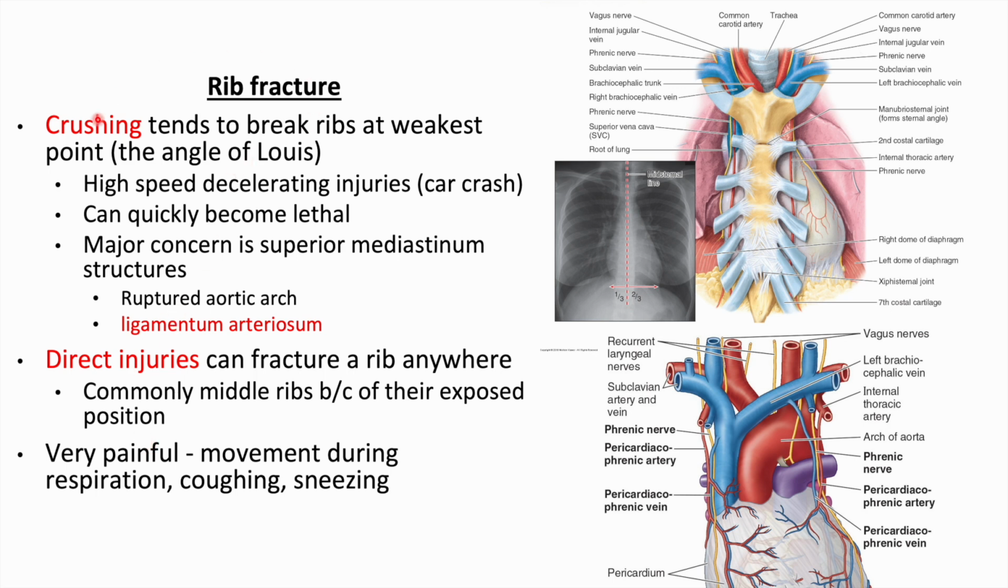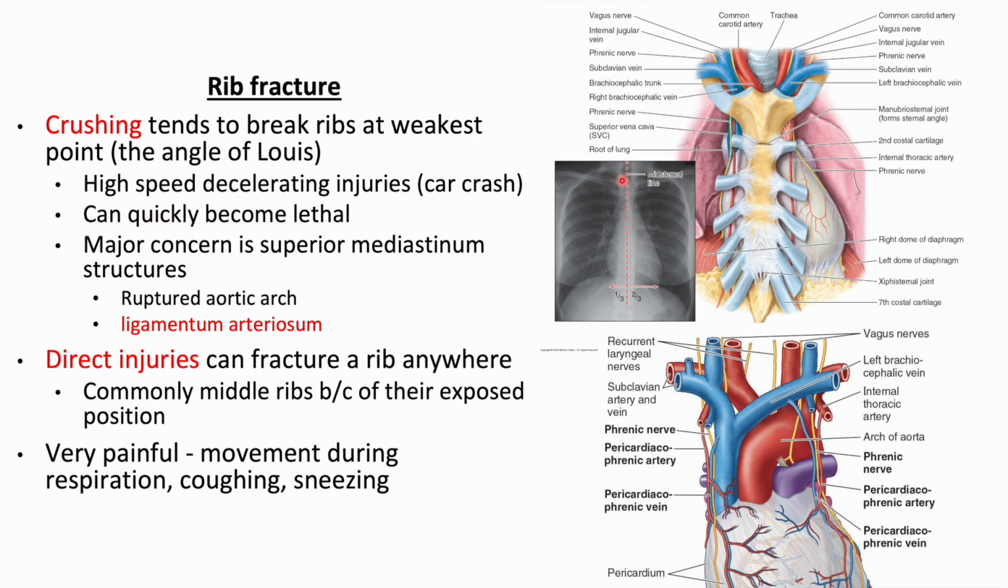And then next, probably the most important group of clinical correlations is going to be rib fractures. Rib fractures are really common. There are two kinds that we're going to consider here: crushing fractures and direct injuries. For crushing fractures, you can imagine if you're lying flat and a hydraulic press comes down to squish you, compressing your whole thorax, it's going to break your ribs at the weakest point. This weakest point is going to be the sternal angle, or the angle of Lewis. This is really common in car crashes or high-speed decelerating injuries, and they're really important because they can become lethal really quickly.